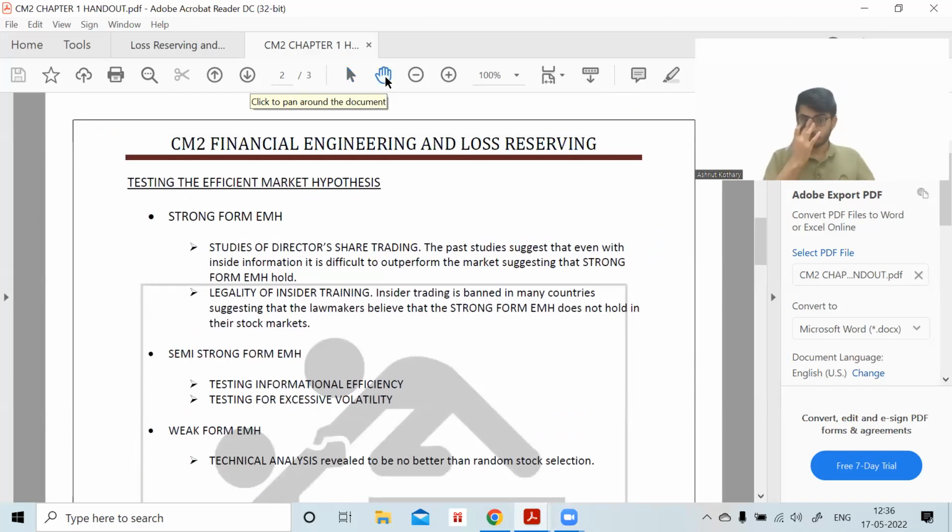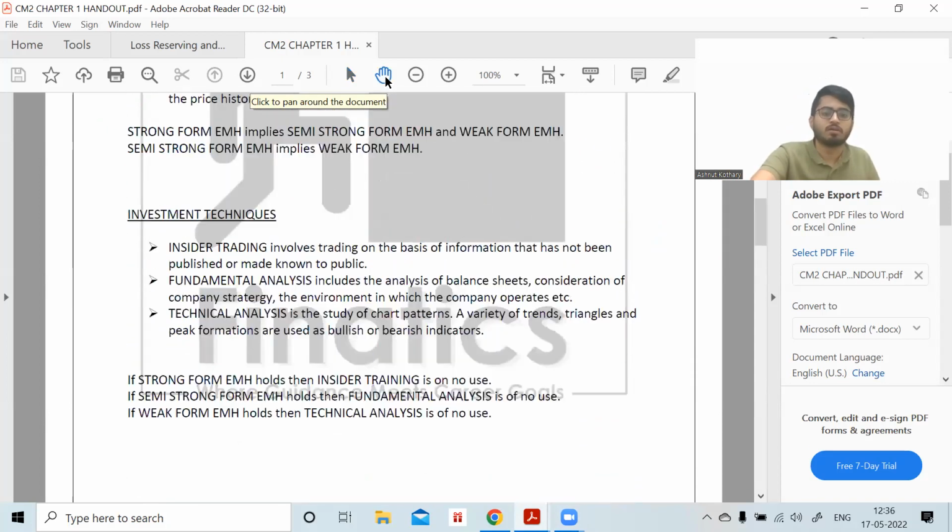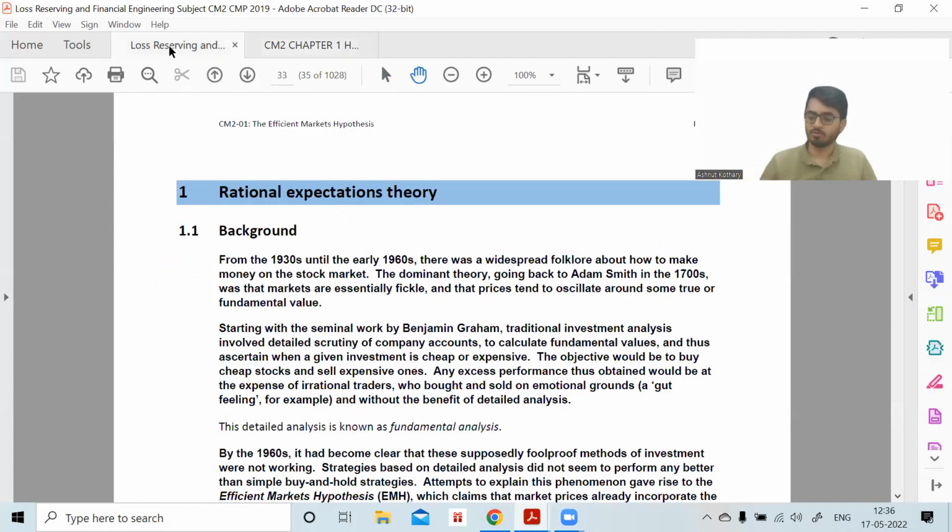Now, next thing which we are going to look at is testing the efficient market hypothesis. Or, before that, we should probably take a look at this: when I say that stock markets are weak form EMH, then how do I expect it to react to a particular set of news, or which things work or do not work when a market is weak form efficient.